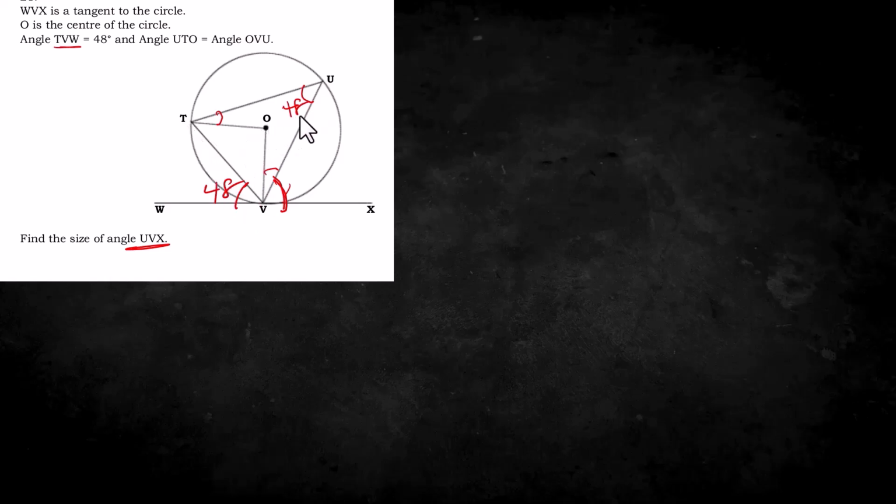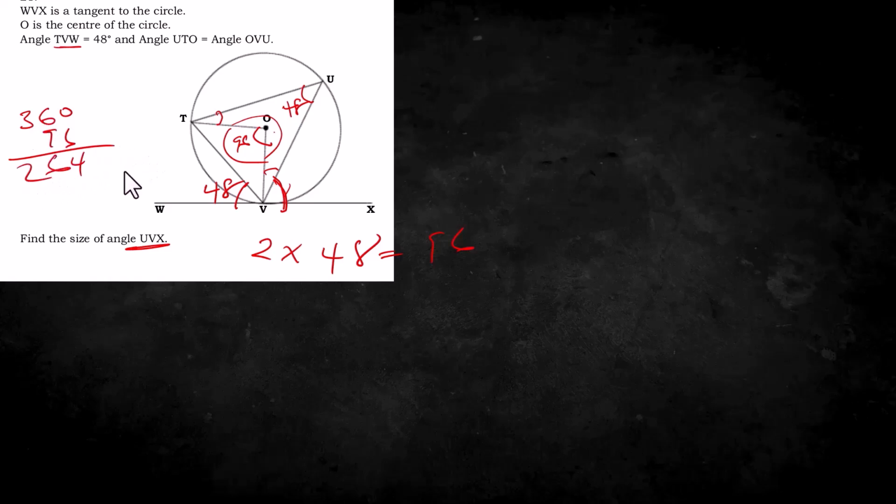TVO is the angle at the center, so this side will be double. So 2 times 48 will be 96 here. And if this side is 96, the reflex part will be 360 minus 96, which is 264. So this side is 264. So 264 plus this side plus this side plus this side will be 360 degrees.